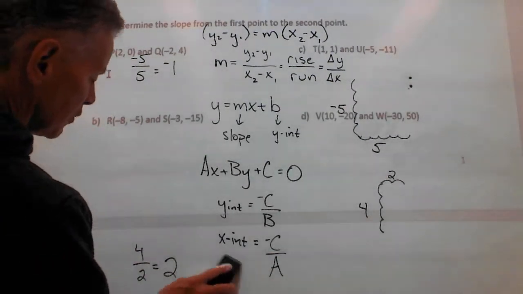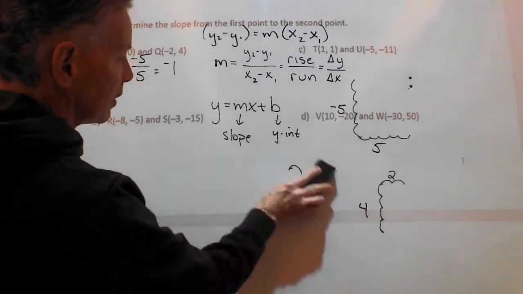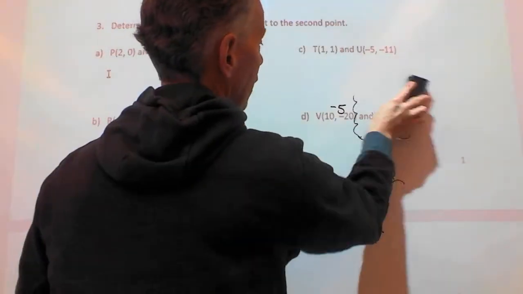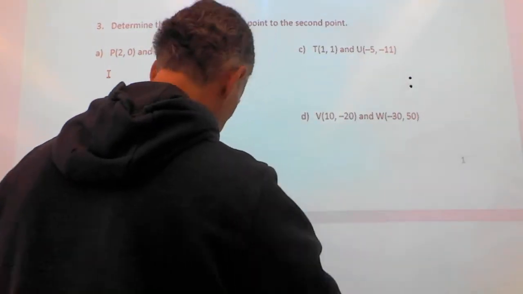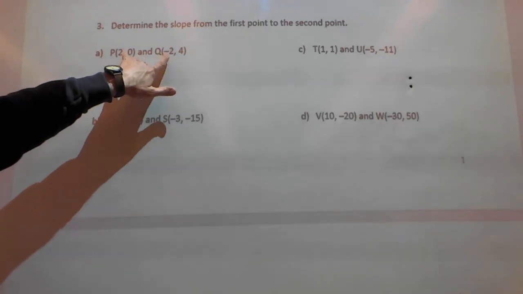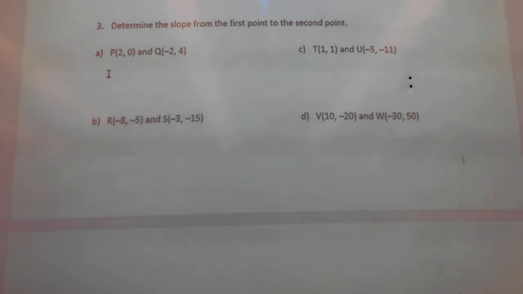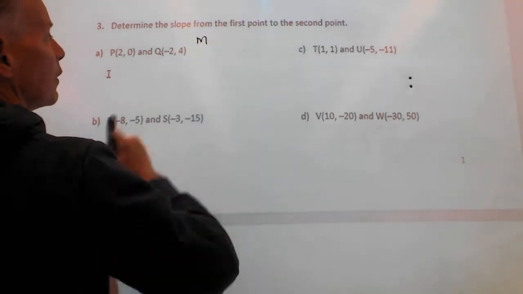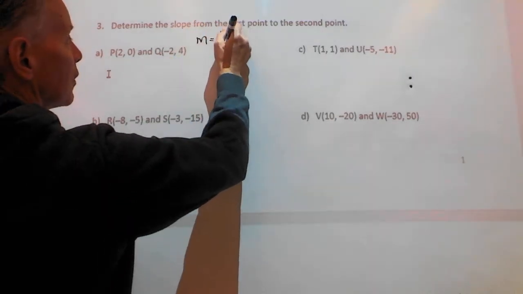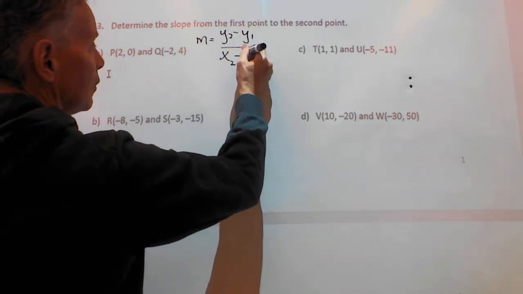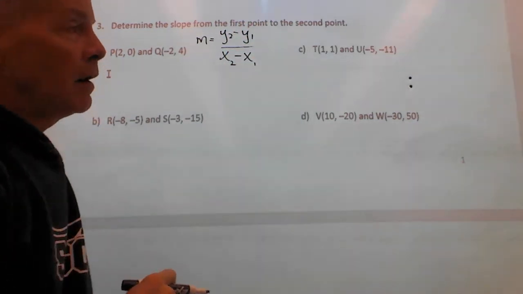Determining slopes, we'll just do one of these because you've had lots of practice with determining slopes. If you're given 2 points, it's simply a matter of plugging them into your slope formula and simplifying. So we'll do A. Remember, your slope formula is slope equals y2 minus y1 over x2 minus x1.